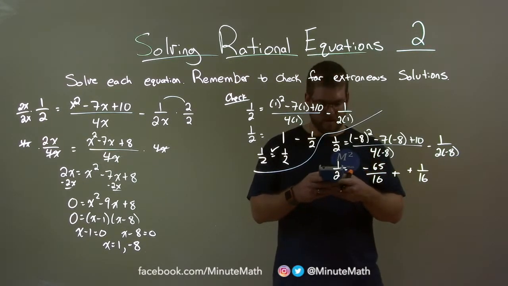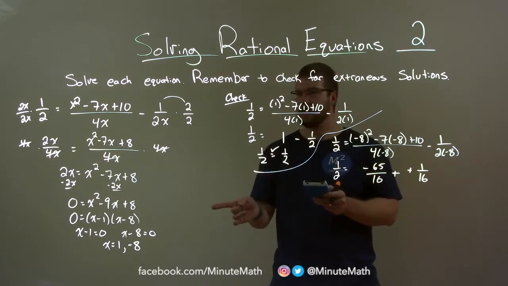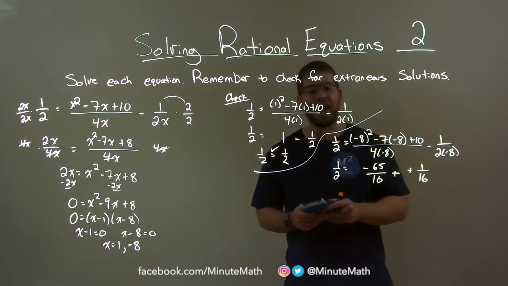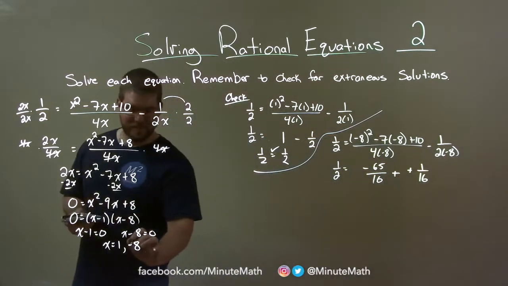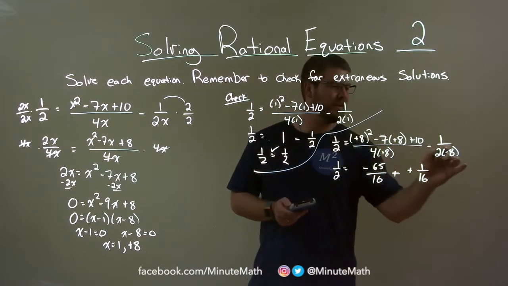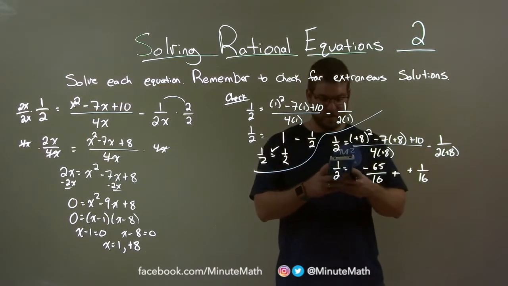Negative 8 squared minus 7 times a negative 8 plus 10 divided by 4 times negative 8. And that fraction, kind of check in here. Positive 8. The positive 8, that's why. So let's just go double check this. Oh, that's embarrassing. Square minus 7 times positive 8.